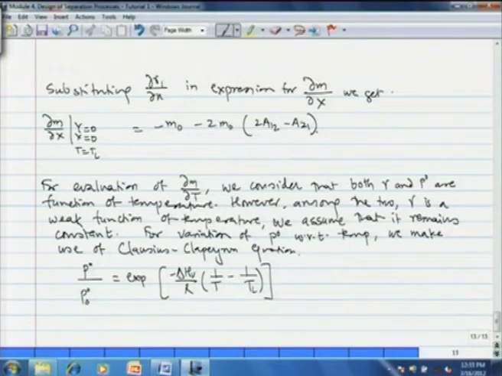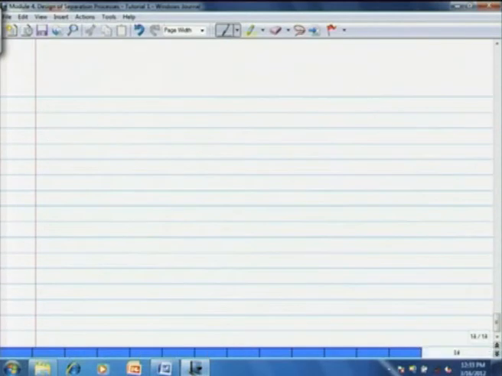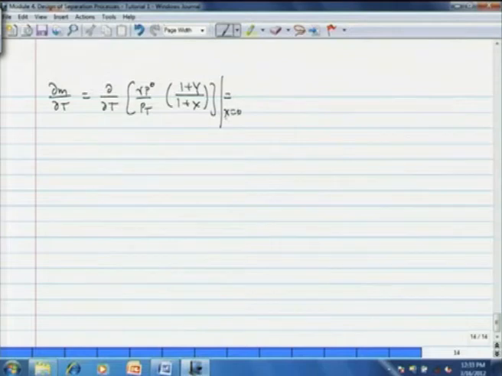And now, with this we try to find out dou m by dou T. Dou m by dou T is dou by dou T of gamma P naught by Pt into 1 plus y divided by 1 plus x at conditions x equal to 0, y equal to 0, t equal to TL, and then everything comes out. What we get is gamma by Pt into dou P naught by dou T at condition of x equal to 0, y equal to 0, t equal to TL.